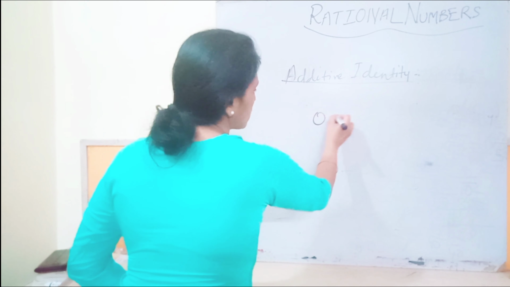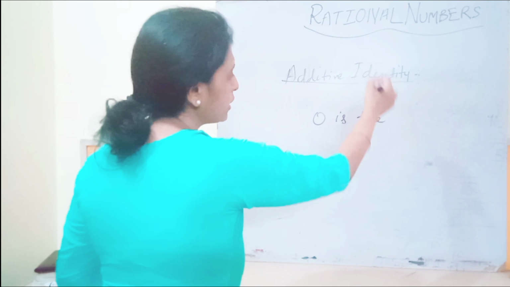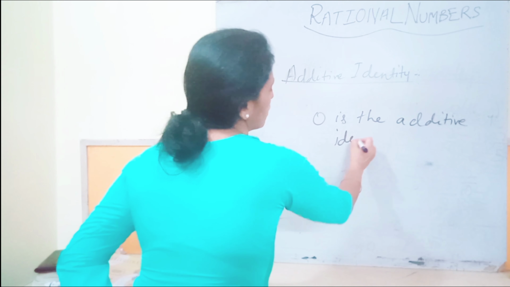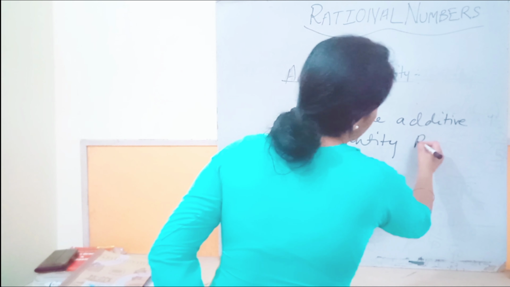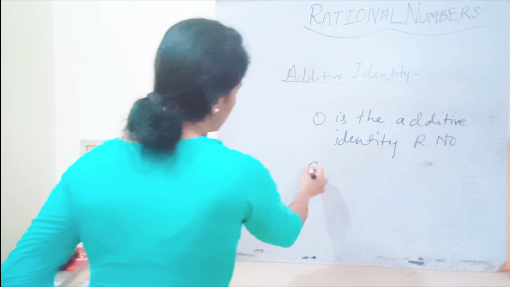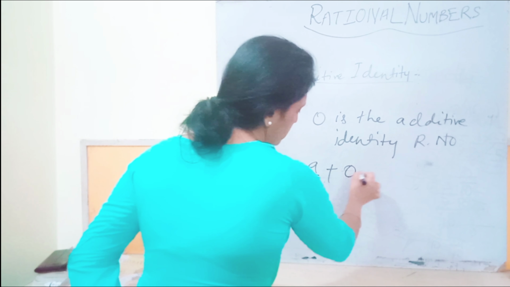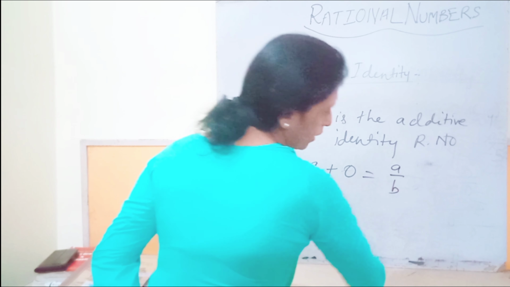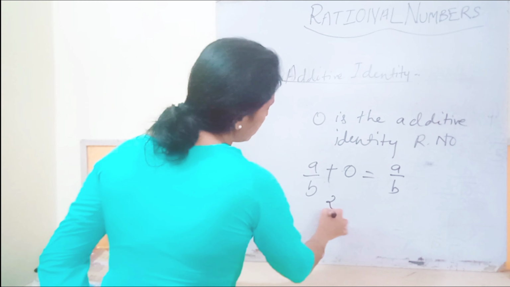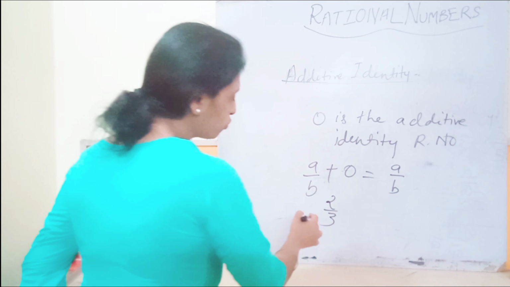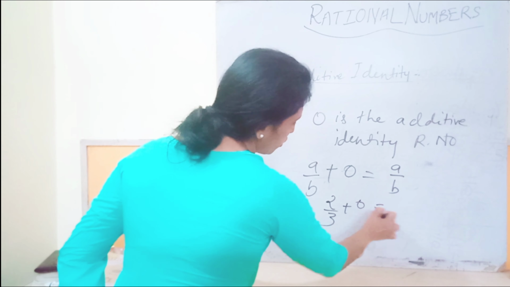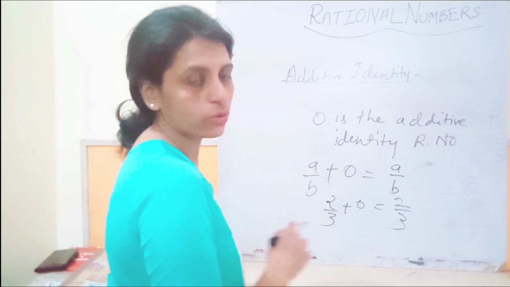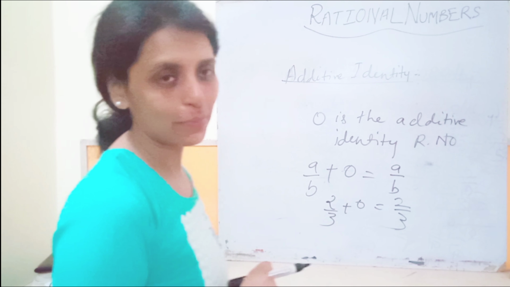Here 0 is the additive identity of all the rational numbers. Okay? कहने का मतलब ये है कि किसी भी rational number को जब हम 0 से ऐड करते हैं तो हमको वही rational number मिलता है. Okay? For example, if we are going to add 0 to 2/3, we get 2/3 only. Okay? So 0 is the additive identity of all rational numbers.